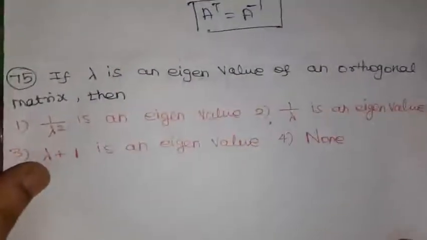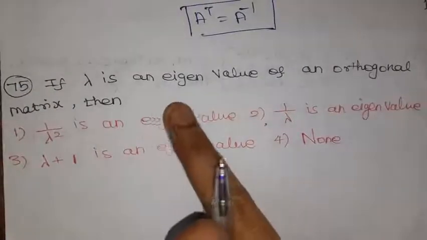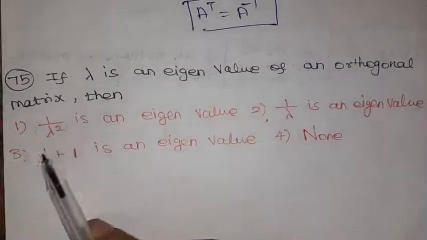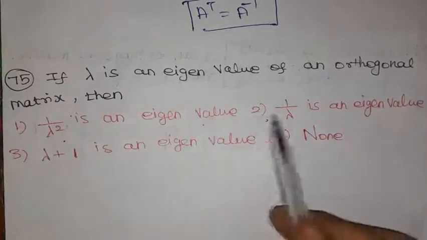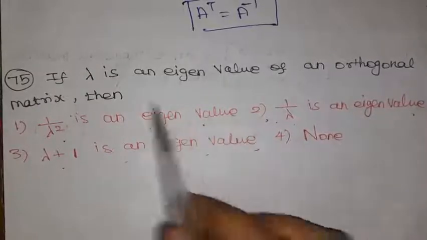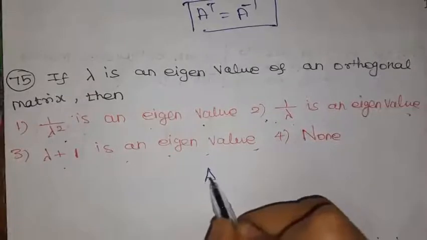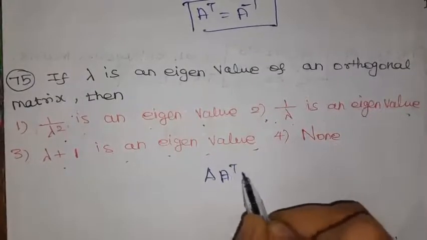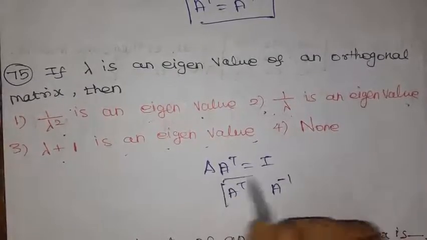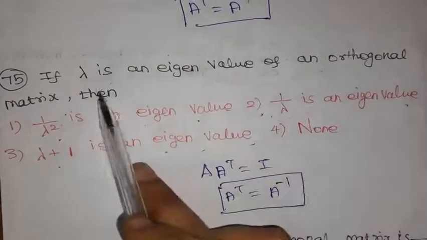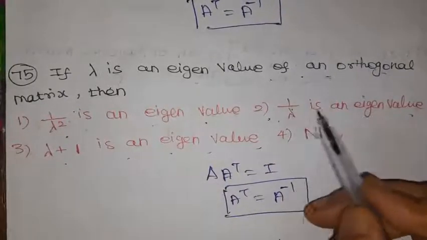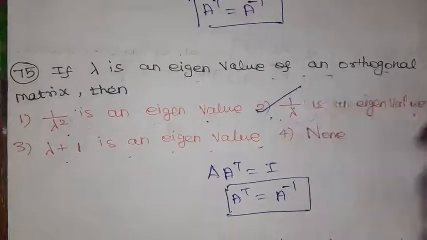Then question number 75. If lambda is an eigenvalue of an orthogonal matrix, then we need to find out whether 1 by lambda squared is an eigenvalue, or 1 by lambda is an eigenvalue, or lambda plus 1 is an eigenvalue. As I told earlier, we have seen A transpose A equal to I, which means that A transpose equals A inverse for an orthogonal matrix. So, if lambda is an eigenvalue of an orthogonal matrix, obviously 1 by lambda is also an eigenvalue.